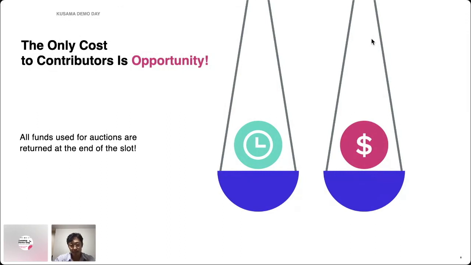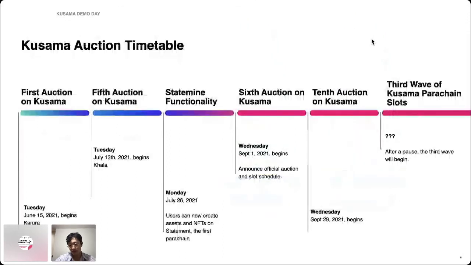And so in case some of you didn't know about Kusama auctions, right? The first 5 auctions for Kusama have completed, and they've been quite successful. So the first auction on Kusama began on June 15th, 2021 with Karura. And then the 5th one was on July 13th of 2021. And in total, the first to 5th slots raised over 10% of the total Kusama supply to be locked within the parachain slots.